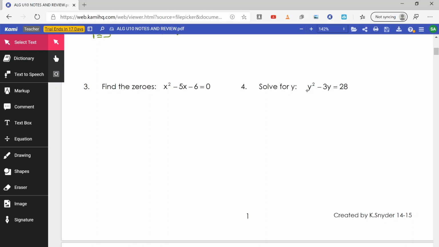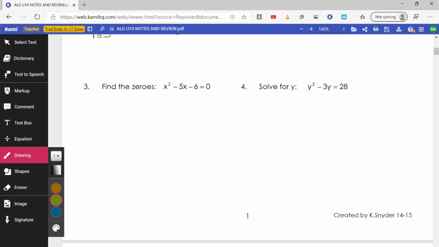Now this one's a little bit different. It's not in the correct format. My equation has to equal 0. So what we're going to do is make it equal 0. So how do we make it equal 0? Well, we got to bring the 28 over. So we're going to subtract 28 from both sides.